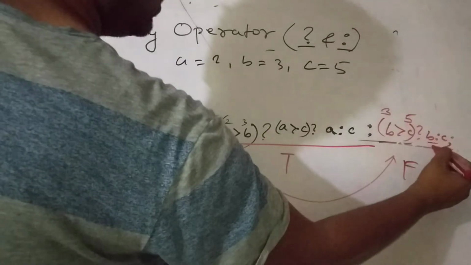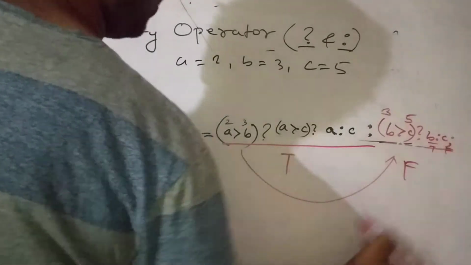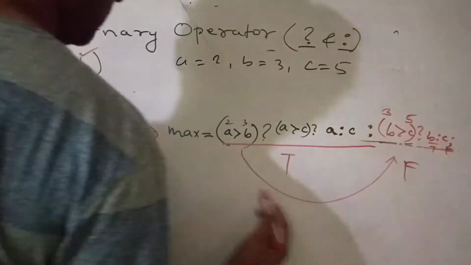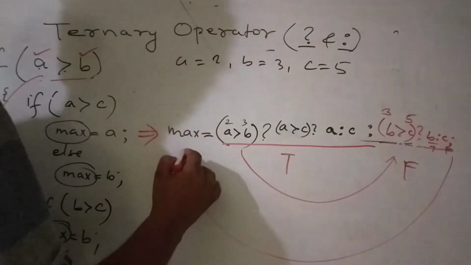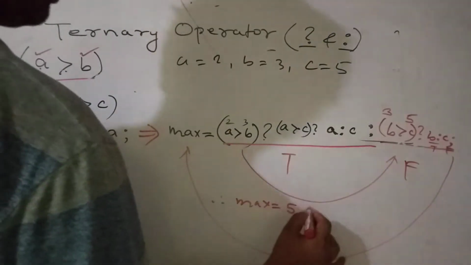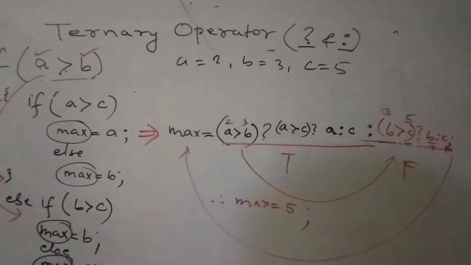Out here again, this is the true part, this is the false part. So that means it will print C. So what is C? 5. So that 5 will be stored where? In max. So therefore max is equal to 5. Clear? Hope you have understood.